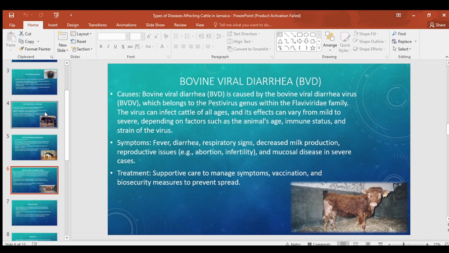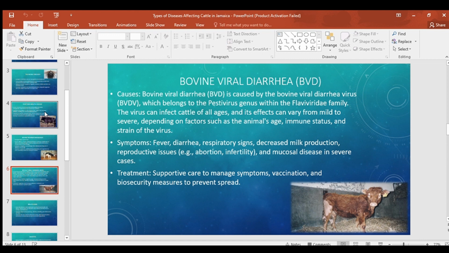Next, we have bovine viral diarrhea. The cause of BVD is the diarrhea virus, which belongs to the pestivirus genus within the Flaviviridae family. The virus can infect cattle of all ages, and its effects can vary from mild to severe, depending on factors such as the animal's age, the immune status, and the strain of the virus.